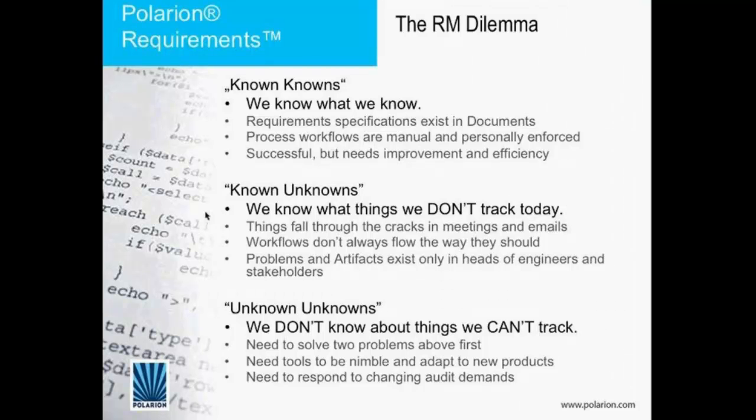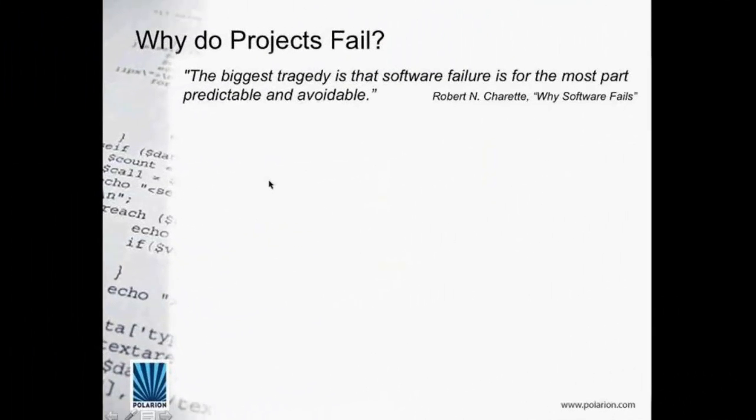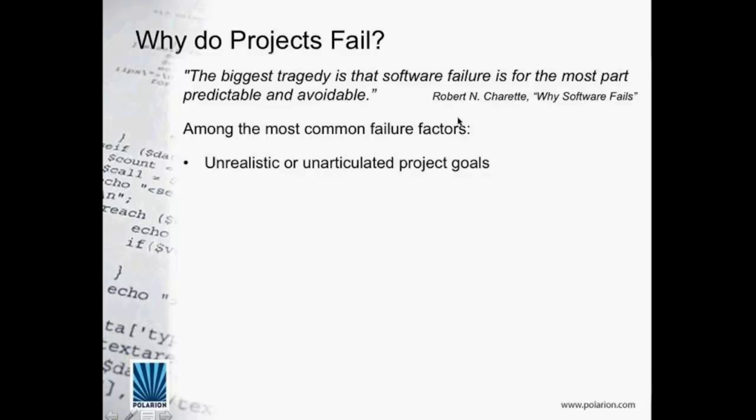The Polarian solution is to put in place the type of collaboration to respond to all three of these dilemmas. Let's extend this dilemma into asking the question, why do projects fail? And Robert Charette, in a book he wrote, Why Software Fails, mentioned that the biggest tragedy is that software failure is predictable and avoidable.